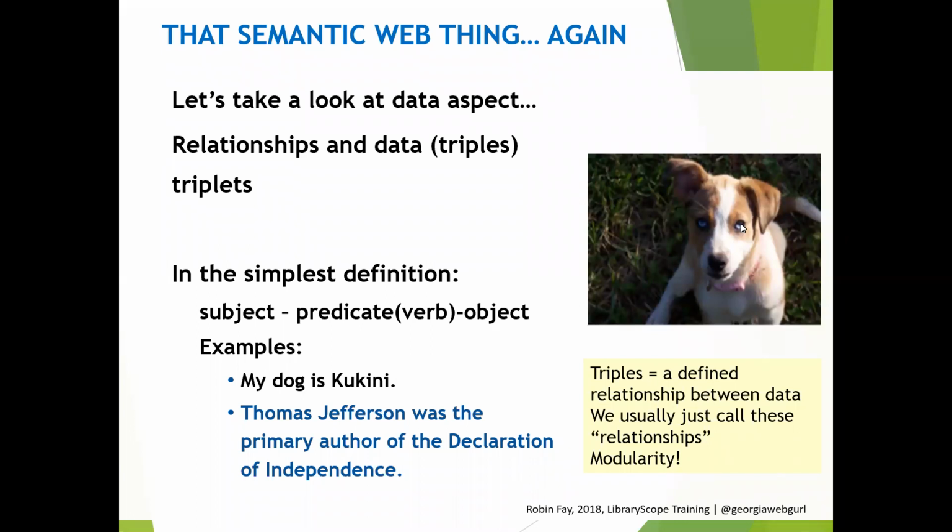So one of the things that's different in this data practice is that they're actually defining that part of the relationship, and each one of those is a data element. So the subject's a data element, the verb's a data element, the object's a data element.